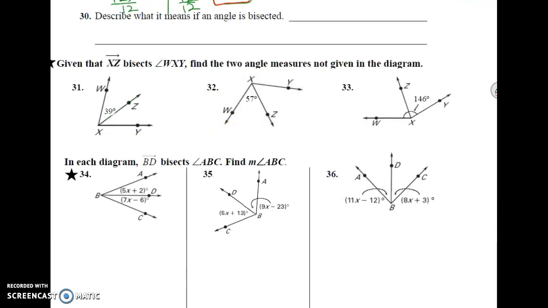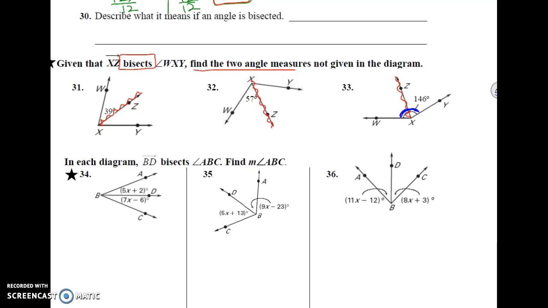Skipping ahead to our very last section here, we have 2 problems, or 2 stars left. In this middle section here, it says given that XZ bisects angle WXY, find the 2 angle measures not given in the diagram. In all 3 of these pictures, XZ is the segment that goes through, and that breaks them into 2 equal parts. One thing to notice on question 33, that they put an arc. All of this is 146. They're giving you the whole angle in that diagram, not the 2 parts. So you will have to divide that in half to get question 33.